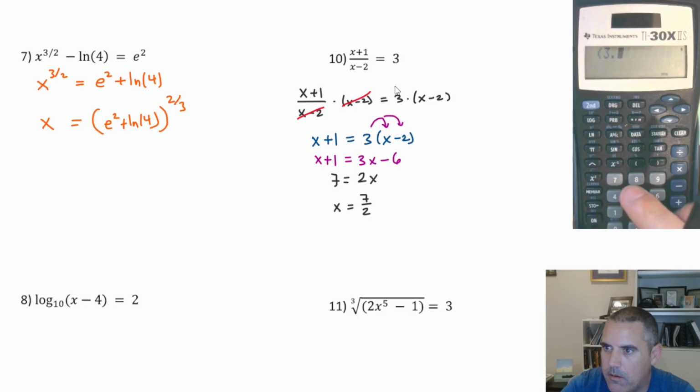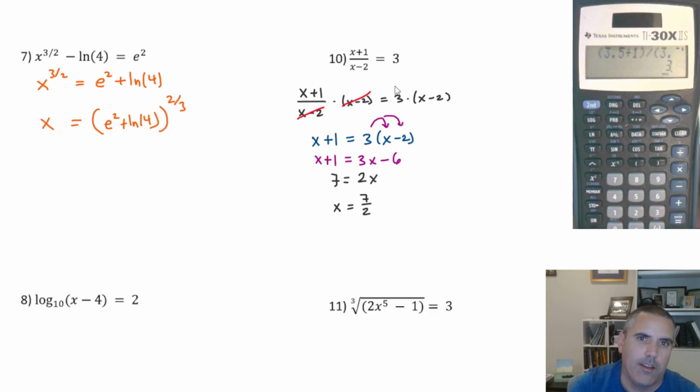So I would do 3.5 plus 1, all divided by 3.5 minus 2. That's 3. I know I'm right. So that's how solving should be.